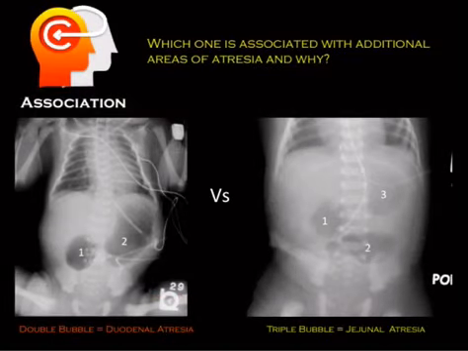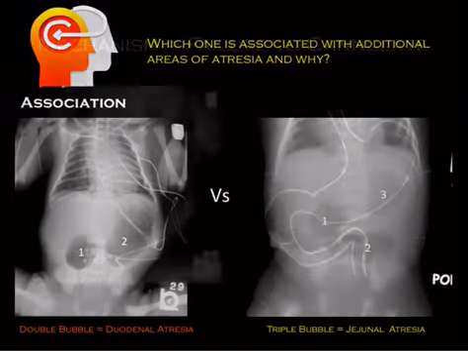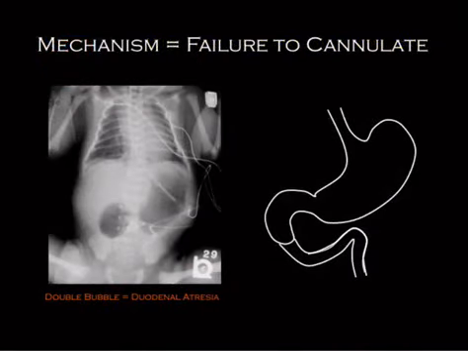All right, so which of these is more associated with additional atresias and why? Let's talk about the mechanisms for duodenal atresia and for jejunal atresia. The mechanism for duodenal atresia is a failure to cannulate. What does that mean? When you start out as a blob of cells, your tubular organ, your bowel, is solid, and then an apoptosis process goes on where it basically rotor-rooters out the middle. If that fails to happen at a certain point, you end up with something like that. So that's your duodenal atresia.